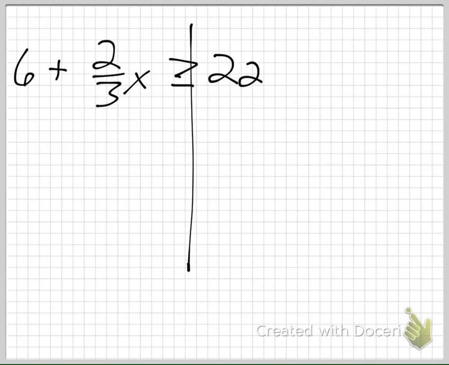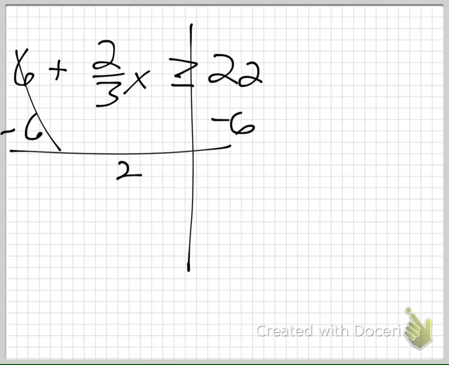Okay, here we go. Line down the inequality. Is the variable happy? No. What's the first thing I do? Minus 6, minus 6: 2/3 x greater than or equal to 16. Then we go, okay.